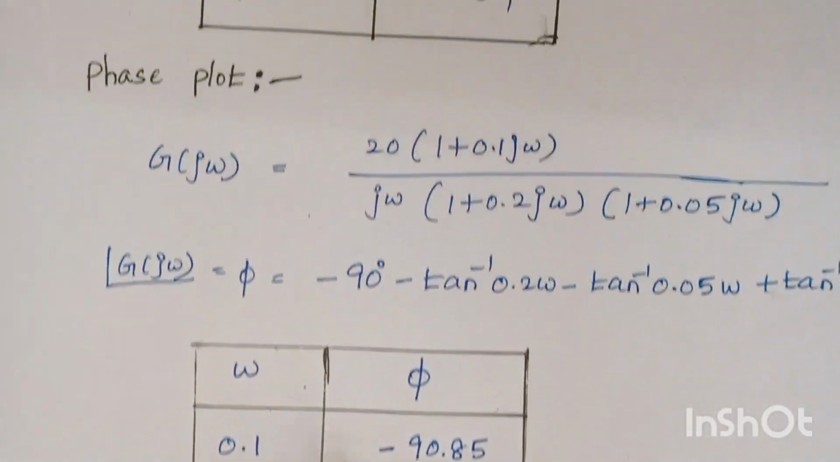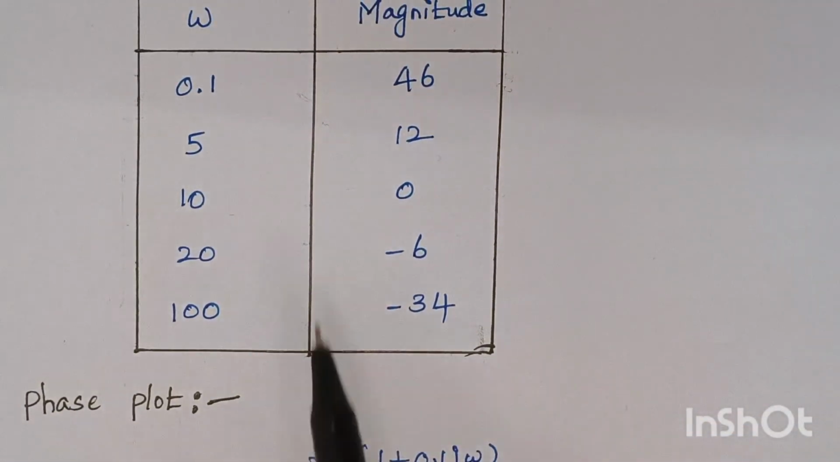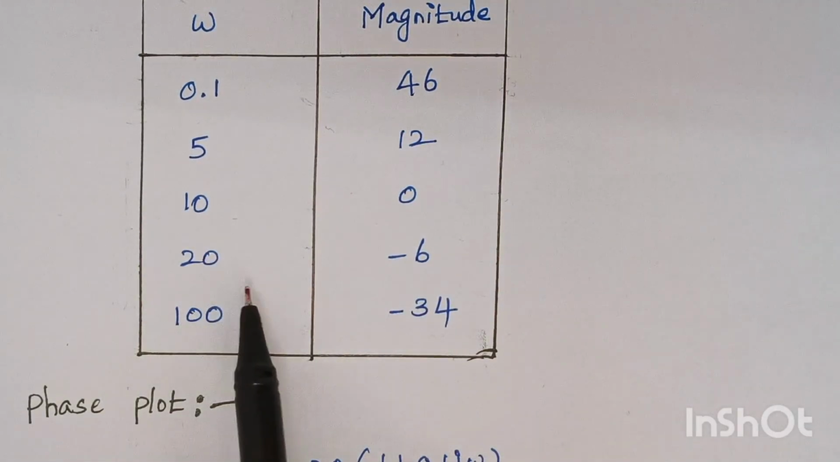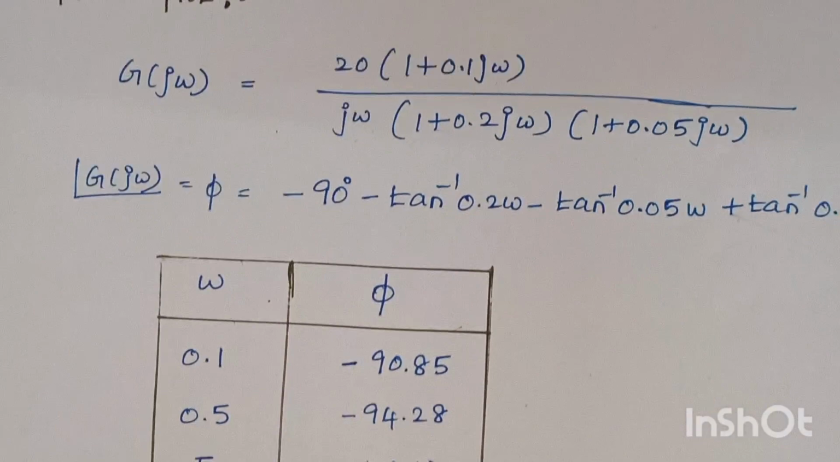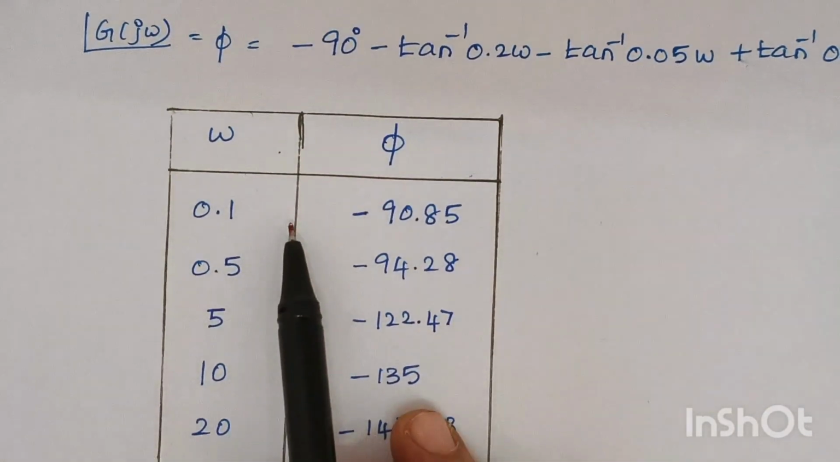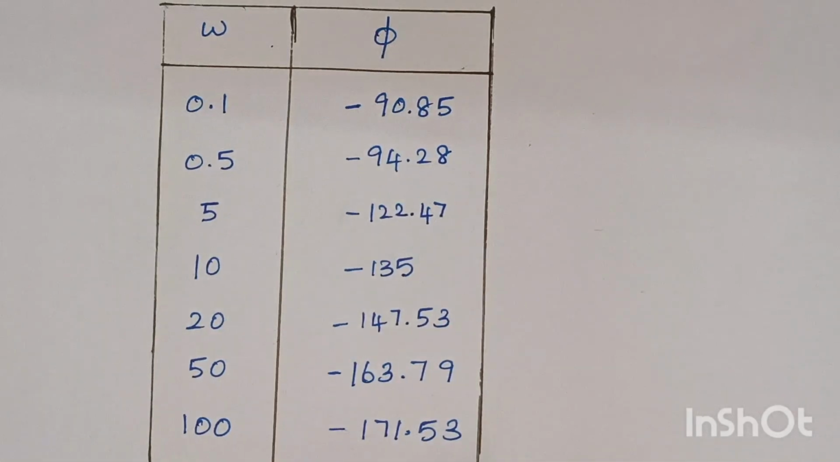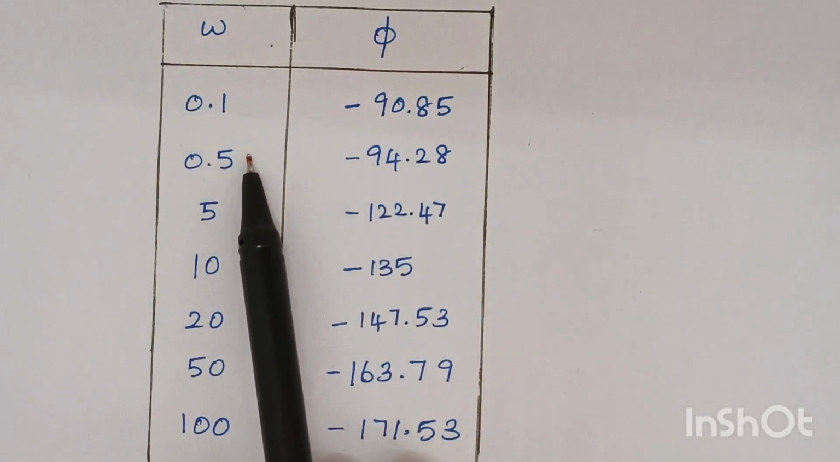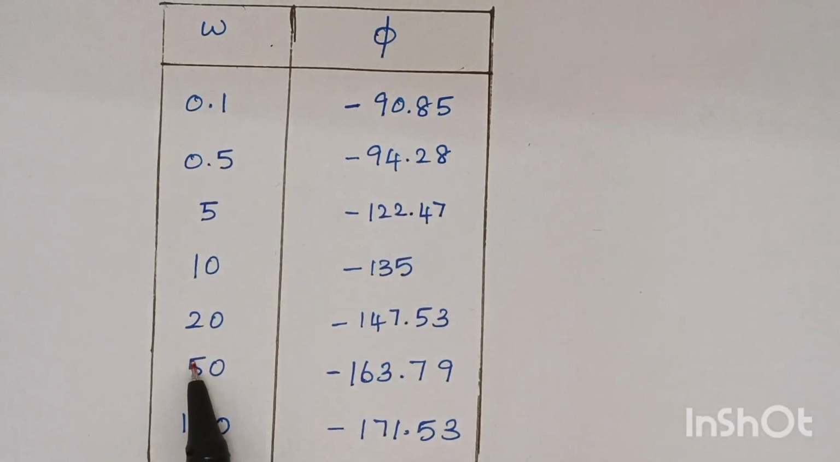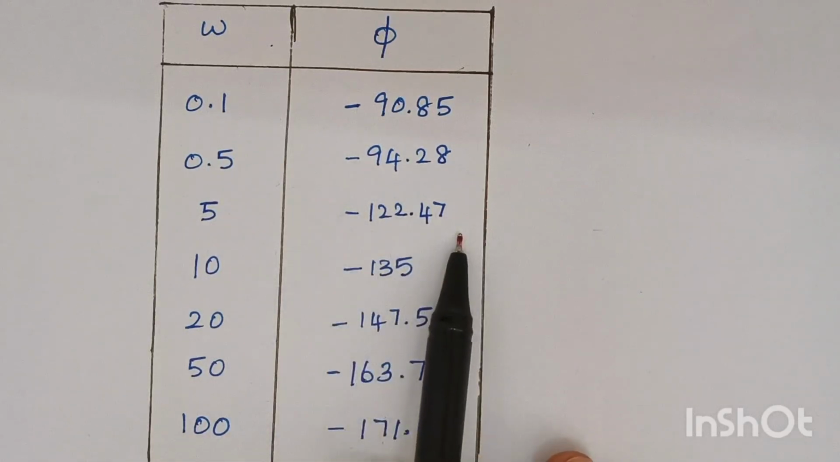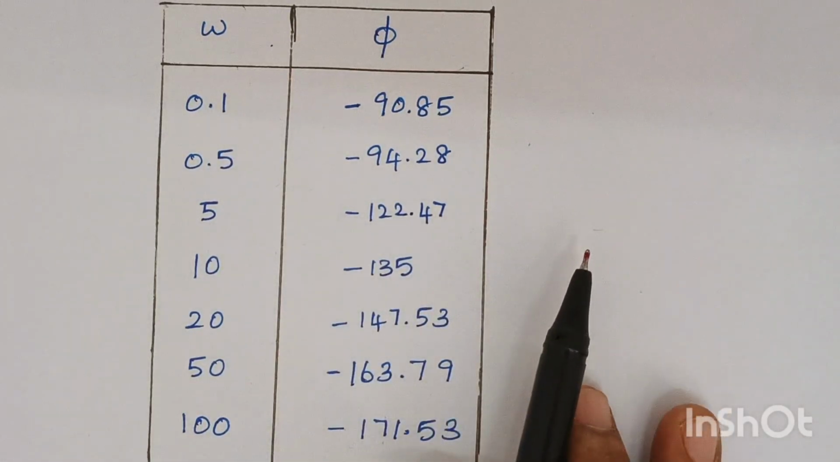So the different values of frequencies here are 0.1, 5, 10, 20, 100. I have included all the values. You see 0.1, 5, 10, 20 and 100. Right, and you can include the in-between values also. Finally, by using a calculator, I found the values. Just by using a calculator you can find them out, nothing is going to be difficult for you.